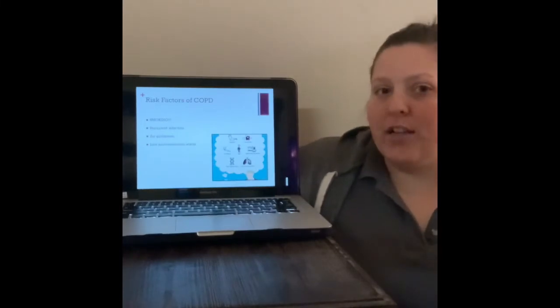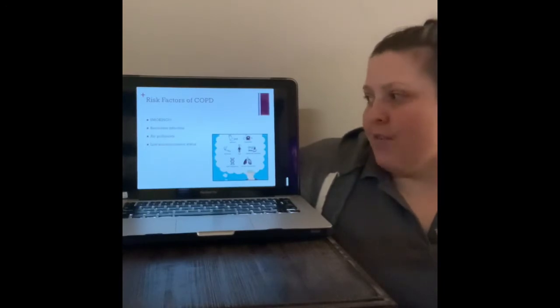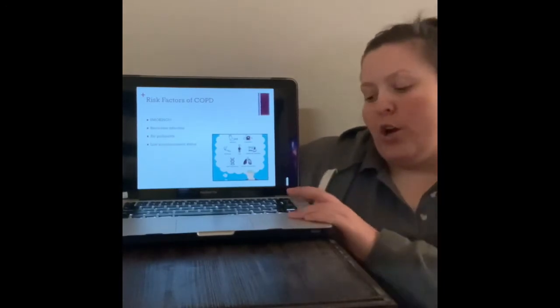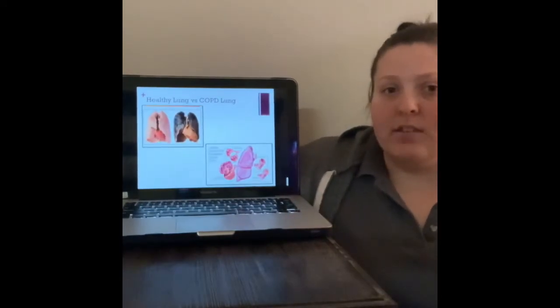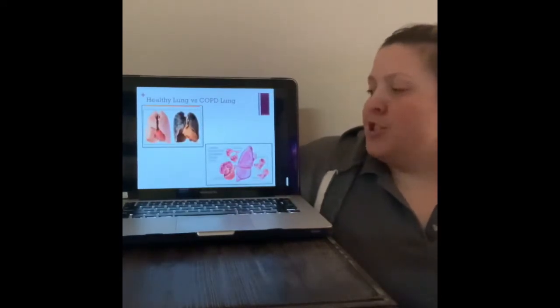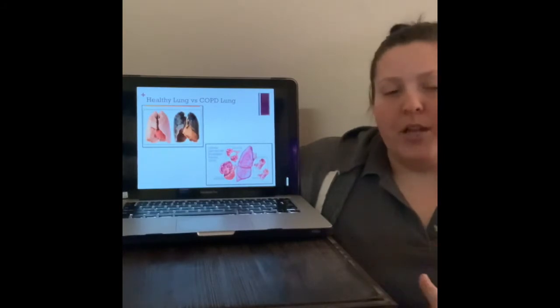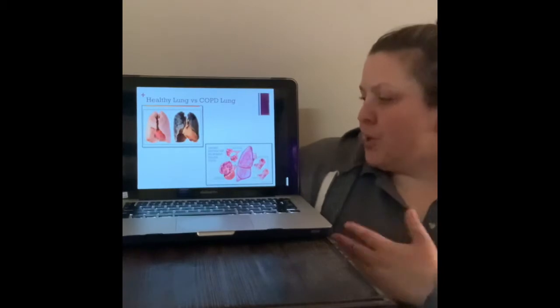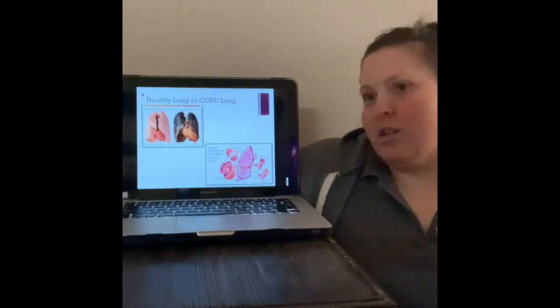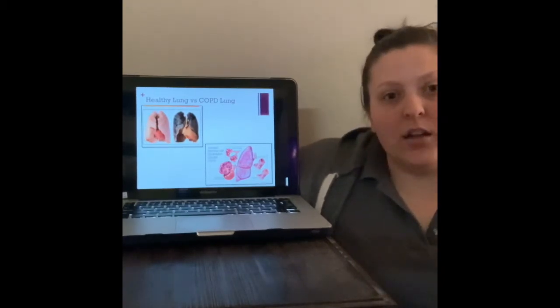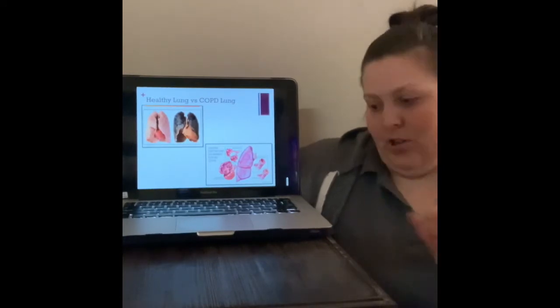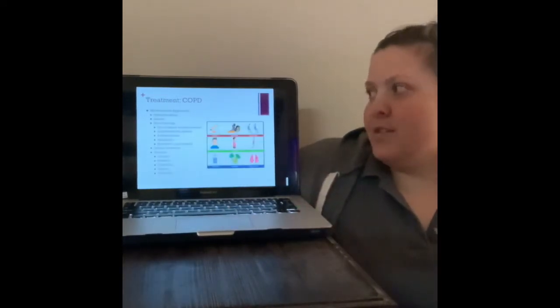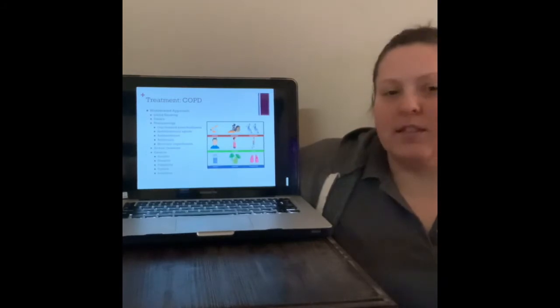So some risk factors for COPD will always include smoking across the board. You can also have recurrent infection, air pollutants, or your socioeconomic status can affect this as well. Here's just a picture of a healthy lung versus a patient with a COPD lung. You can obviously tell the difference in color. And I also posted this picture to demonstrate what's going on inside the lung at the bronchial level and the alveoli level.